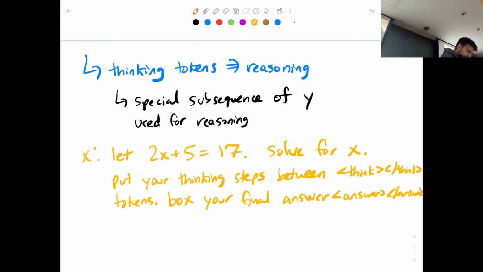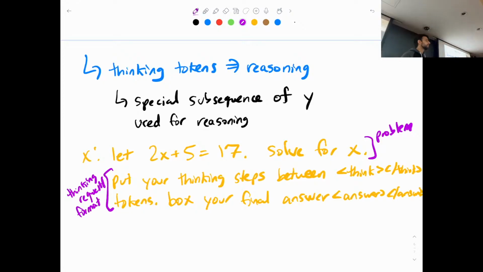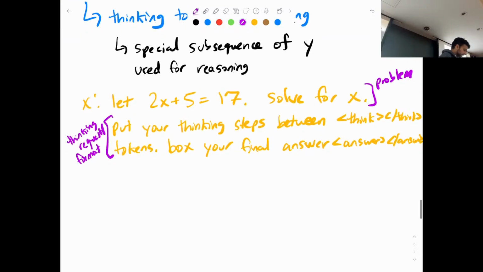But basically, there are two different parts of this prompt. So this is the problem, and this is the thinking request and format. If we just took a normal pre-trained language model, this second part would be basically just asking the model to do chain of thought reasoning before producing the answer. But now, as we'll see, we can actually do training with this kind of chain of thought.